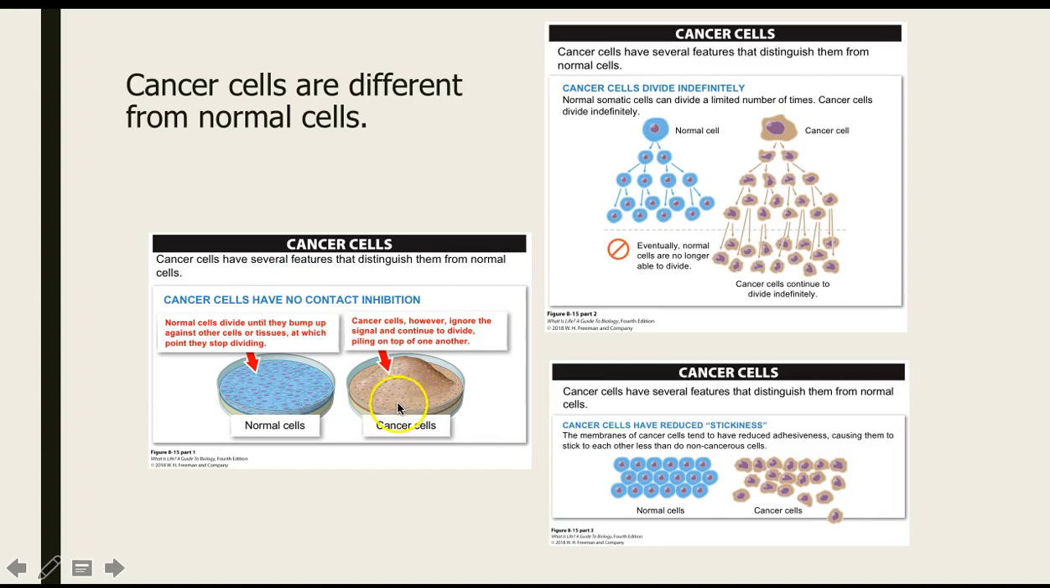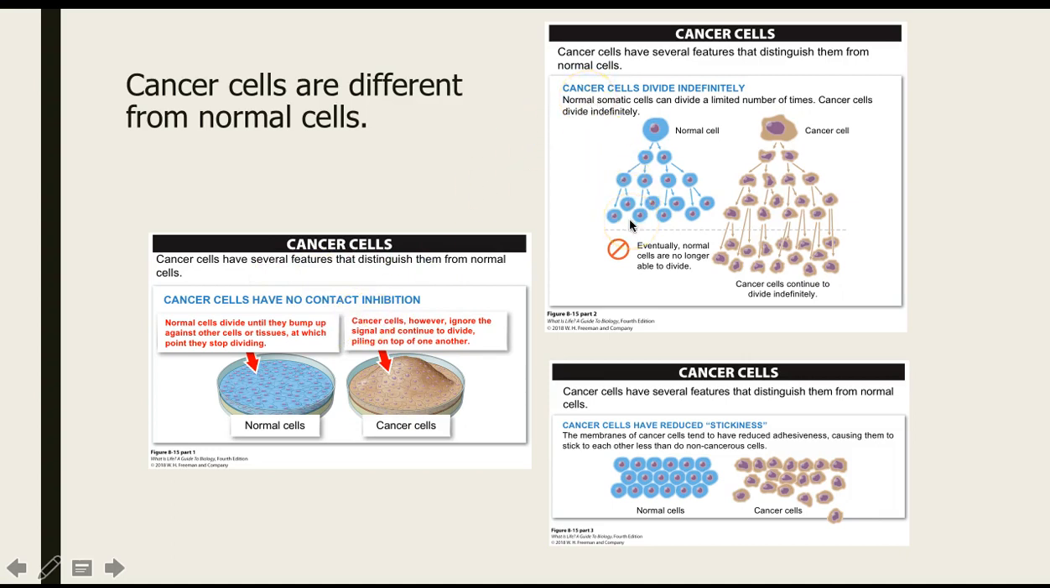That means when they're bumping up against each other, they don't stop each other from dividing. They just keep dividing and dividing and dividing. And that's actually what's happening here, is that they're just piling on top of each other. And that's one of the 3 characteristics of cancer cells. They have no contact inhibition. The second one is that they divide indefinitely.